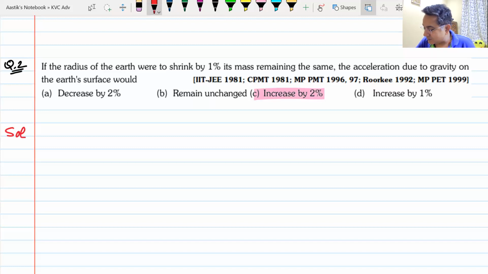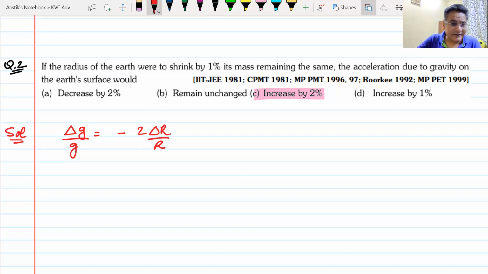And this is the formula that you have to apply. There was a negative sign. So if radius increases, gravity decreases; if radius decreases, acceleration due to gravity increases. Yes or no? We understand this?